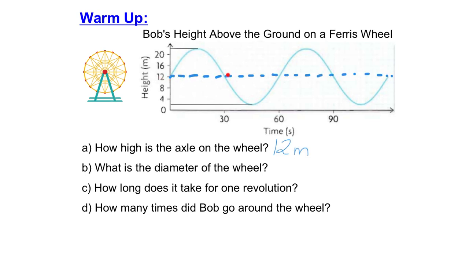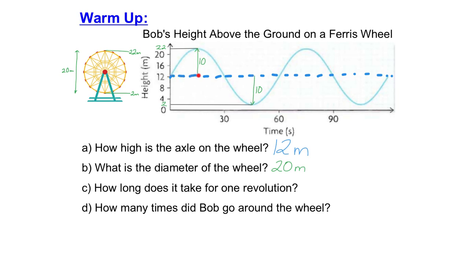The central axis on this graph is y equals 12. That corresponds to the middle. That's where the axis would be. That's the middle height. So, how high is the axle on the wheel? 12 meters. The diameter of the wheel, well, if I look at the amplitude of my function, it's 10.